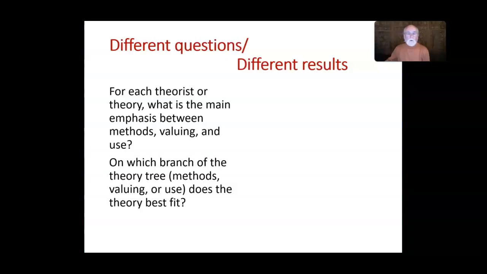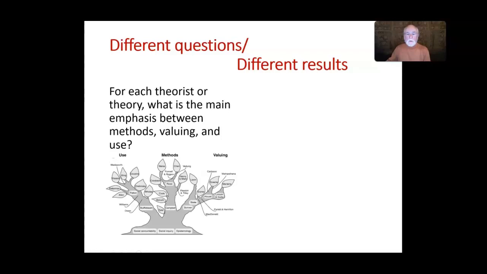So here's a recap from the first video. The question on which the theory tree is based asks, for each theorist or theory, what is the main emphasis between methods, valuing, and use? And that question assumes that any theorist has a primary emphasis where one branch is addressed more than the others. On which branch of the theory tree, then, methods, valuing, or use, does the theory best fit? That is what gave rise to positioning theorists and now theories on the theory tree.